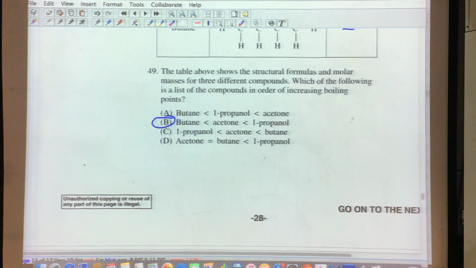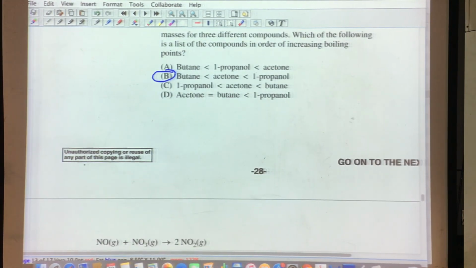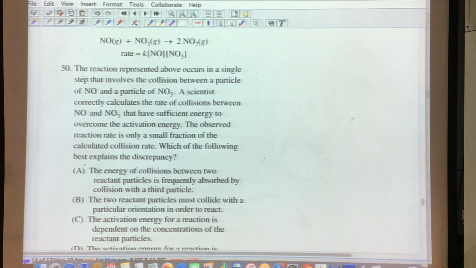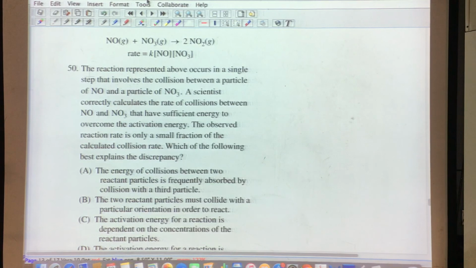And last one in the multiple choice, okay? And my gosh, a real easy question. They give you a lot of information. The reaction represented above occurs in a single step. Okay, because I know that, the coefficients become the orders. Okay, but that doesn't help me. Between the particles of NO and NO2, we would call this, my friends, a bimolecular collision, right? Two of these collide.